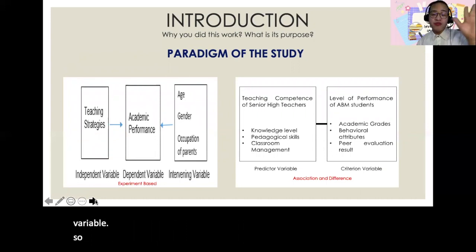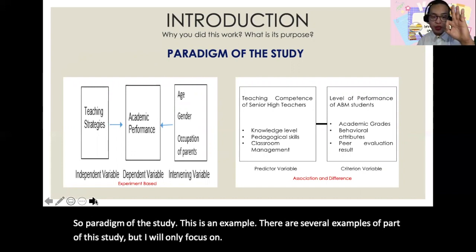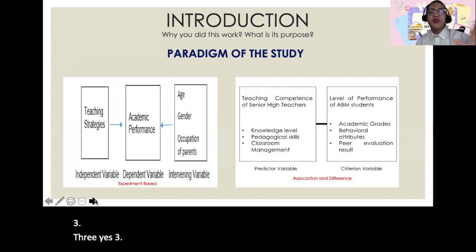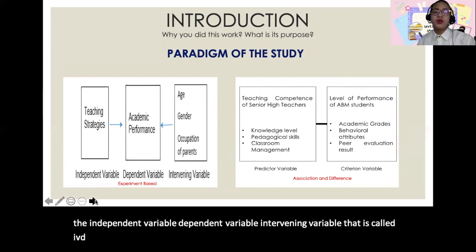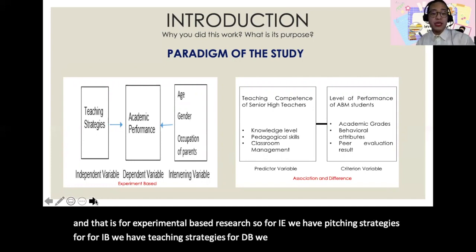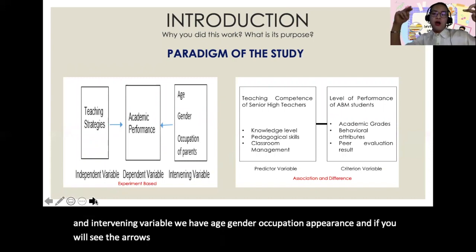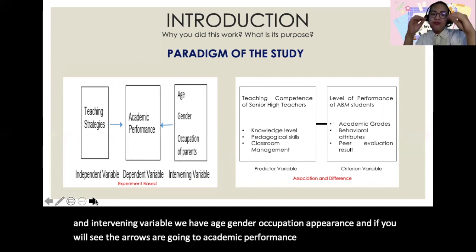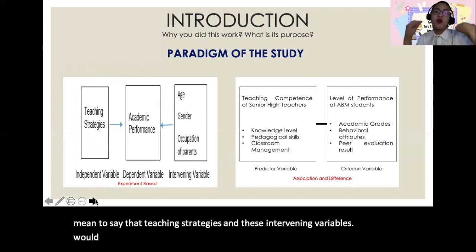So, paradigm of the study. There are several examples of paradigm of the study, but I will only focus on three. On the left side, we have the independent variable, dependent variable, intervening variable. That is called the IV-DV model, and that is for experimental-based research. For the IV, we have teaching strategies. For the DV, we have academic performance. And for the intervening variables, we have age, gender, occupation, appearance. If you will see, the arrows are going to academic performance, meaning to say that teaching strategies and these intervening variables would affect the academic performance of the students. All right?